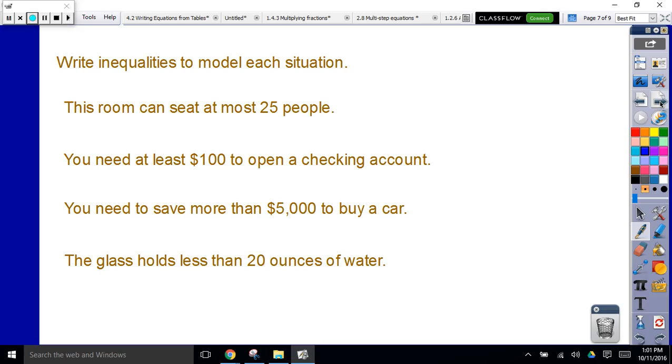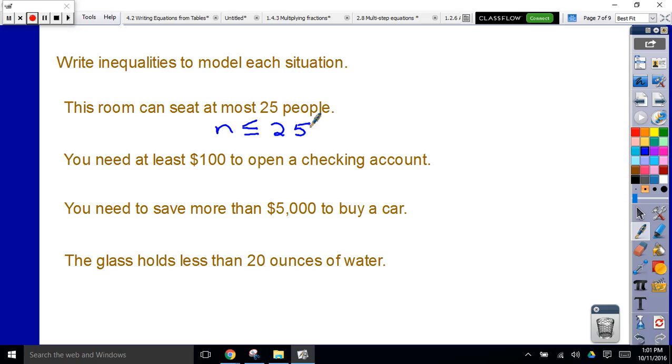So how would we write an expression? n is less than or equal to 25. Very good. We could have 25. We could have anything less than 25, but we can't have more than 25. Travis, question? Oh, you want to do the next one?